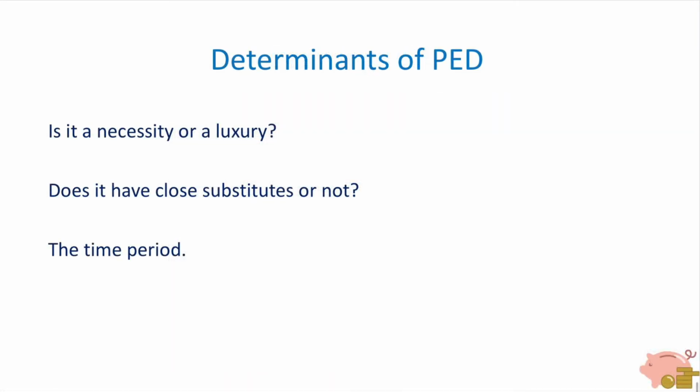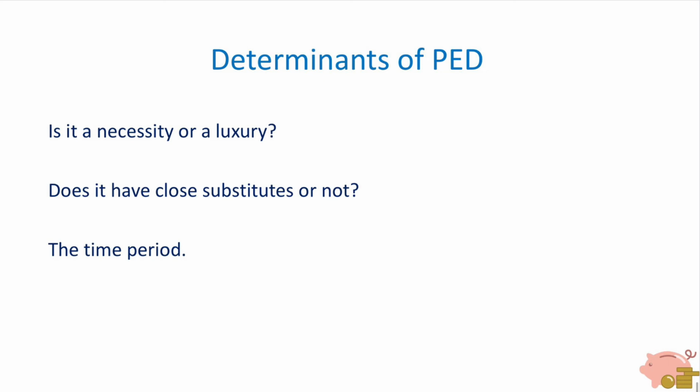We need to think about what causes the demand for a particular product to be elastic or inelastic. We call those the determinants of price elasticity of demand. And really, I've got this down to a list of three. First of all, is it a necessity or a luxury? A necessity will tend to have a very low elasticity of demand. We'll buy it even if the price increases, whereas a luxury will be much more elastic.